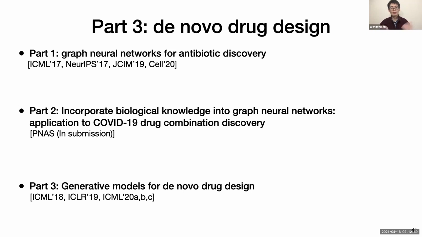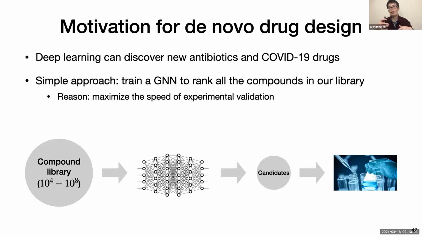And now comes the last part, which is de novo drug design. I will talk about this part as more on machine learning, in contrast to the previous two parts. In this part, we don't have much biological results, but this is the more ambitious goal of solving this inverse problem.